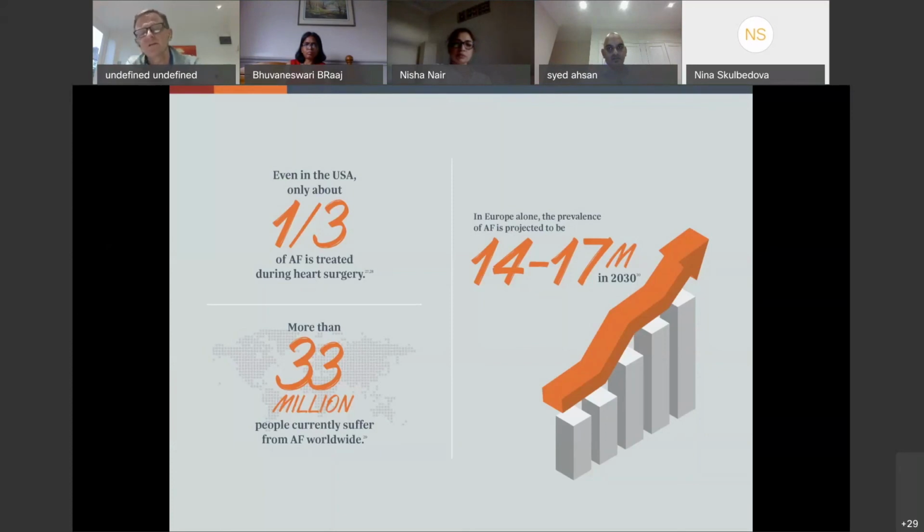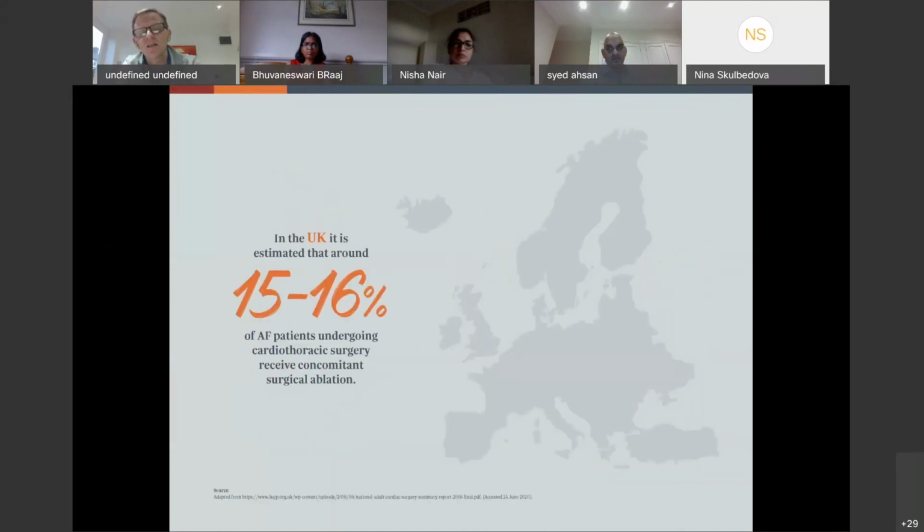Now, we've had a look at some data, and we think that at the moment, of all the patients that could have been ablated surgically when they came in for cardiothoracic surgery, in the UK only about 15 to 16% of patients are actively ablated during this time.